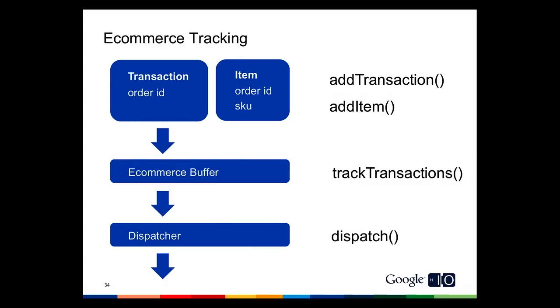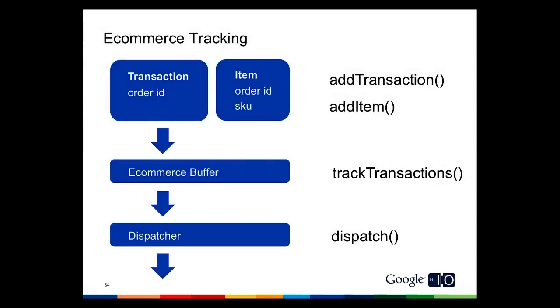If you think of a shopping basket, you have one transaction and a bunch of items. In Google Analytics, each of these are different objects. So you have one transaction object and a bunch of different item objects that you can create with your data. And they're all tied together using an order ID. Once you have those objects, you add them to the tracker, calling the add transaction and add item methods. What this does is effectively fill your shopping basket in an e-commerce buffer. And once you have all your items defined, you call track transactions, and this sends it to the dispatcher, which then queues it up to send to Google Analytics.